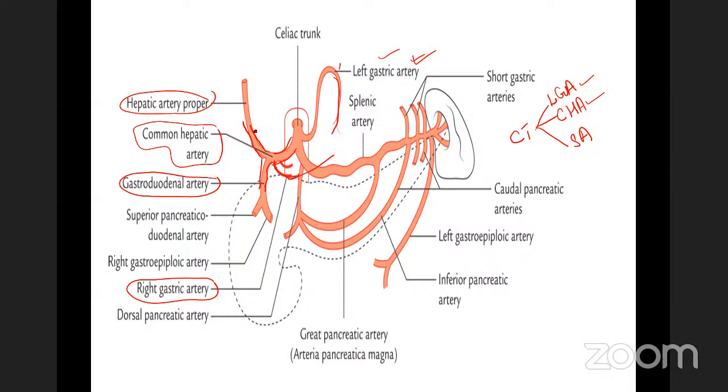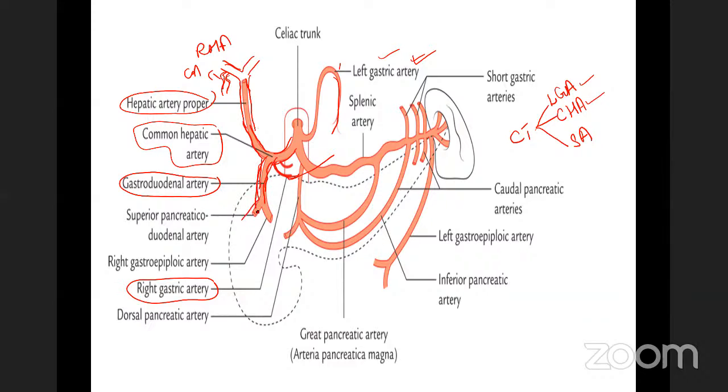Now, what happens to the hepatic artery proper is it reaches the liver and it divides into right and left hepatic arteries. From the right hepatic artery, cystic artery will arise. This is a MCQ question. Cystic artery arises from the right hepatic artery. It gives rise to the cystic artery. Now, we will discuss about the gastroduodenal artery.